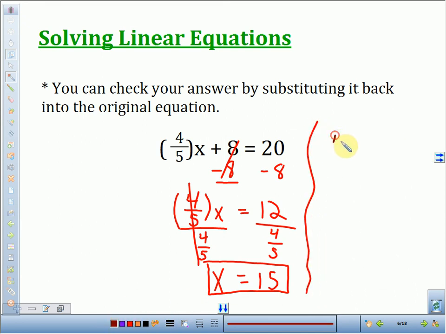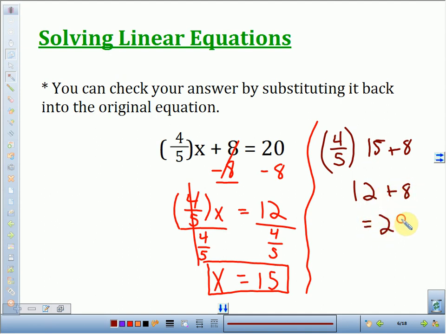Alright, let's say I've got 4/5 times 15 plus 8. Now, if x really does equal 15, then 4/5 times 15 plus 8 should equal 20. I type 4/5 times 15 into the calculator, and it gives me 12. 12 plus 8 equals 20, which is what the equation claims it is. So I had this question right.